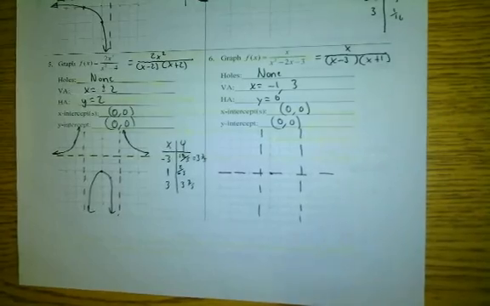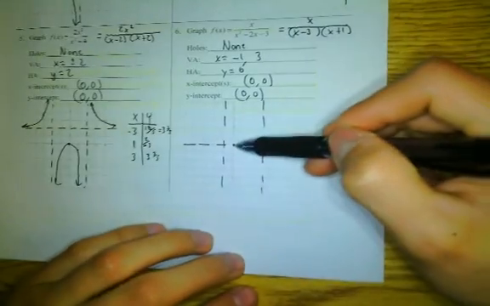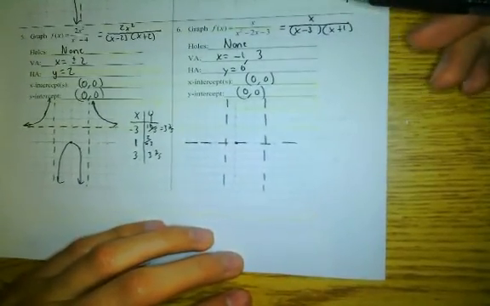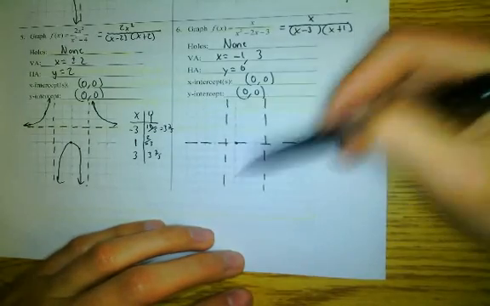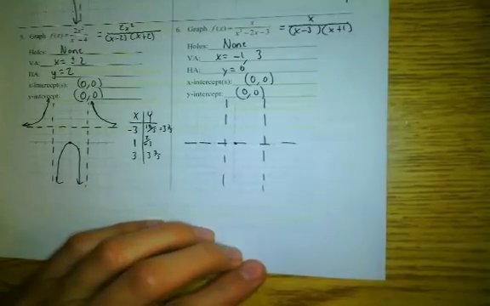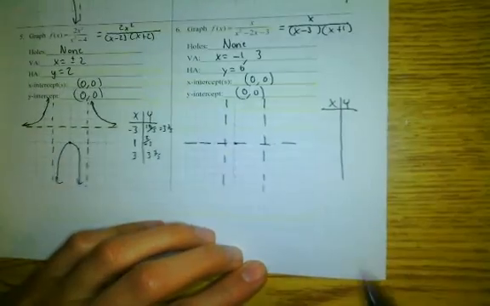Now, since you have no clue where to begin, you're going to have to test values. There's no way around it. So, let's start left. What would be a good value to test to the left? We can do -3, why not?